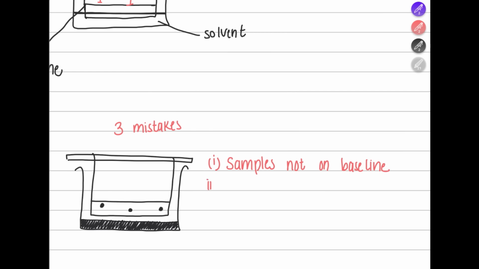Another mistake is that you can see these three samples are not on the same height. If their starting point is different, their final point is going to be different, and again it will not give an accurate RF value. And finally, the last mistake is that if you can see, the solvent is not even touching the chromatography paper. If it's not even touching, the chromatography won't even occur.